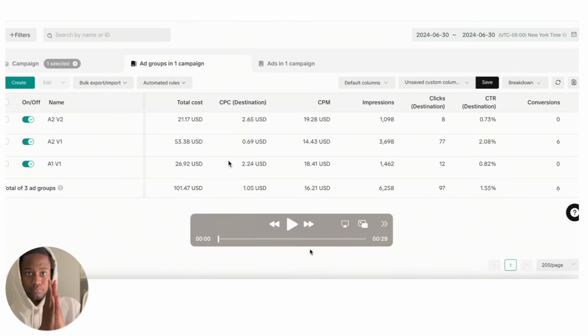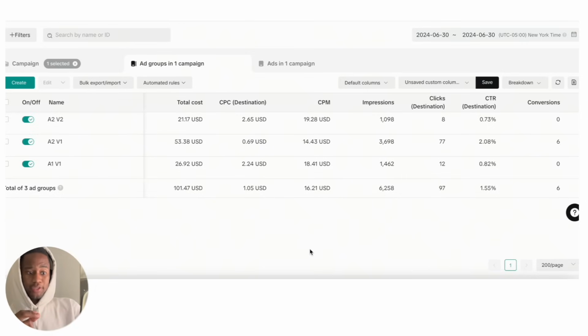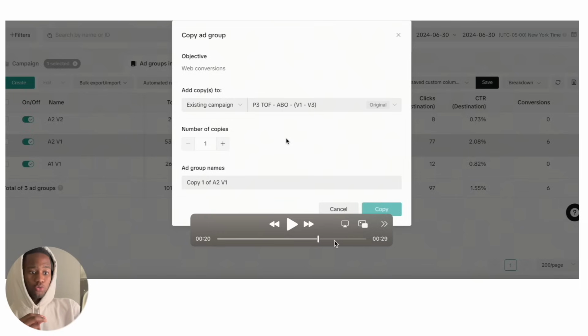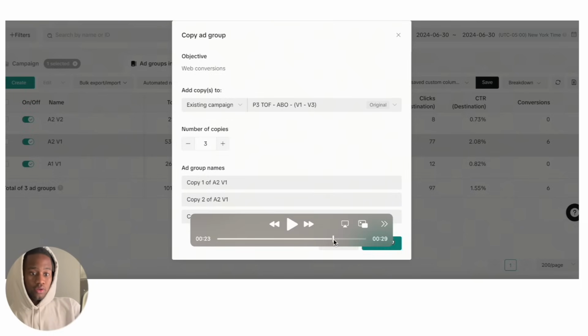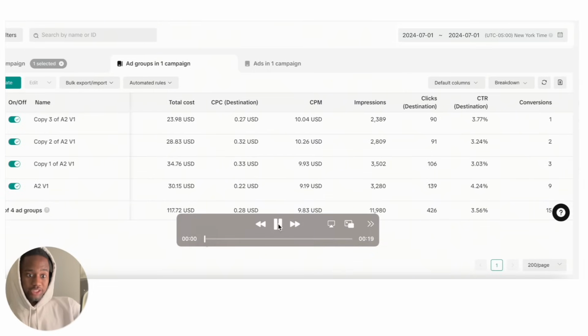So what did I do now? Simple. We basically decided to copy the ad group, okay? Copy the ad group, and then delete A1 V1, delete A2 V2, and then copy the ad group and just scale. So this is day 3, okay? This is the next day. As you guys can see, we copied A2 V1 at the bottom. Then we go copy of 1, copy 2, copy 3. Basically copied it 3 more times, and then we just gave it budget. We just gave it $25 to spend.